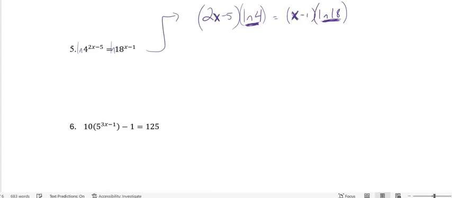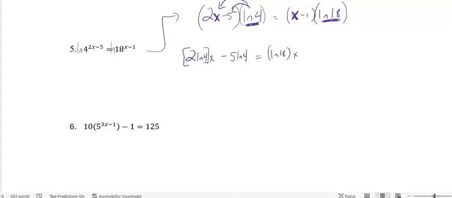All right, so the process is going to be to get all my x's on one side, everything else on the other, and I have to do that by distributing. So stay with me. Natural log of 4 times 2 times x. Here's how I'm going to write that: 2 times the natural log of 4, times x. That's my constant. I'll group that together. Minus 5 ln 4, that's a constant. Natural log of 18 times x.